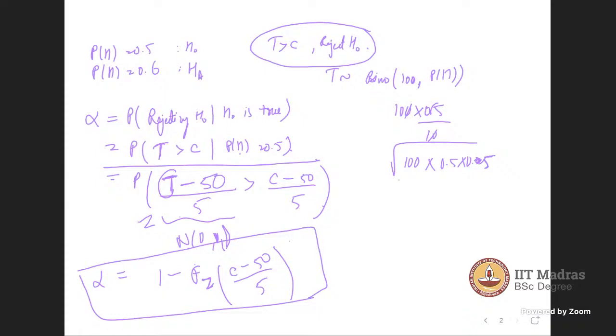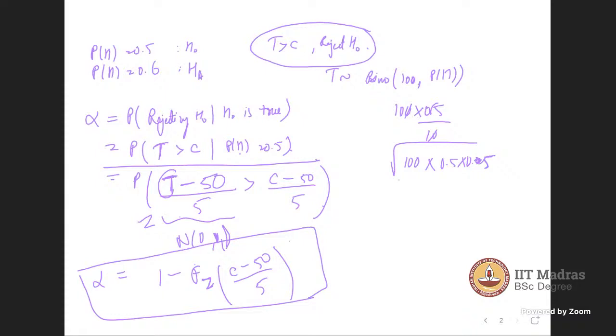So 1 minus beta is you are rejecting the null hypothesis even when the alternative was true. Is it the same as rejecting the alternative hypothesis when the alternative hypothesis is true? Rejecting the null hypothesis isn't the same as accepting the alternate hypothesis. Yeah.